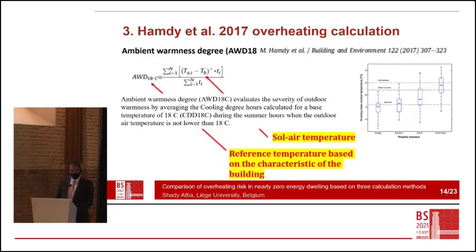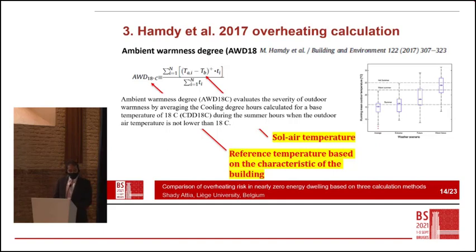Next to the indoor overheating degree, we are using the ambient warmness degree, and in this case we fixed it at 18. It could be lower, but here we had it at 18. The ambient warmness degree evaluates the sensitivity to the outdoor warmness by averaging the cooling degree hours calculated for a base temperature of 18 Celsius during the summer hours when the outdoor air temperature is not lower than 18. We might have opted for a lower temperature because a passive house is highly insulated. It could be 16. But this was something we did 1 year ago. Now we have more wisdom about this parameter, which influences the results significantly.